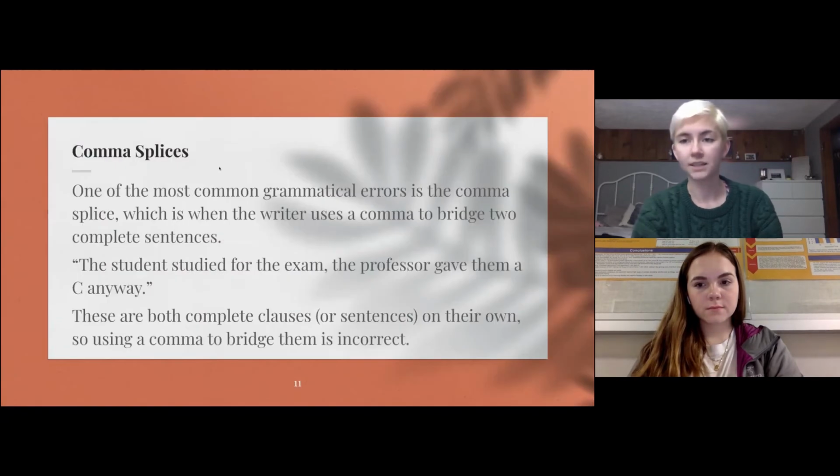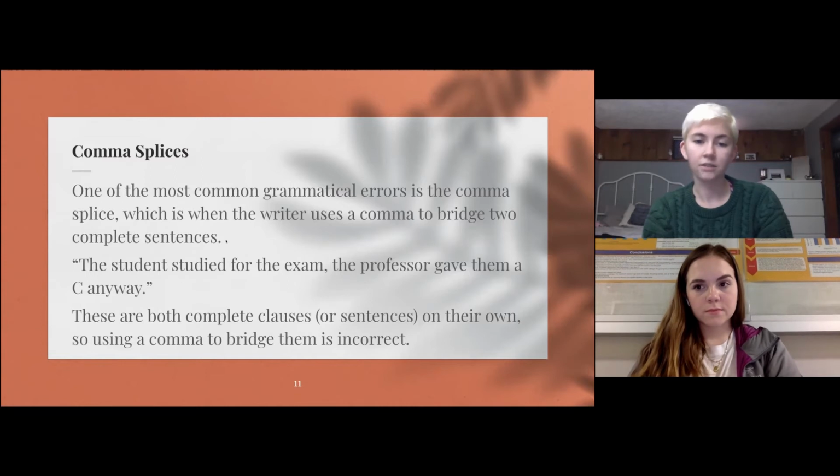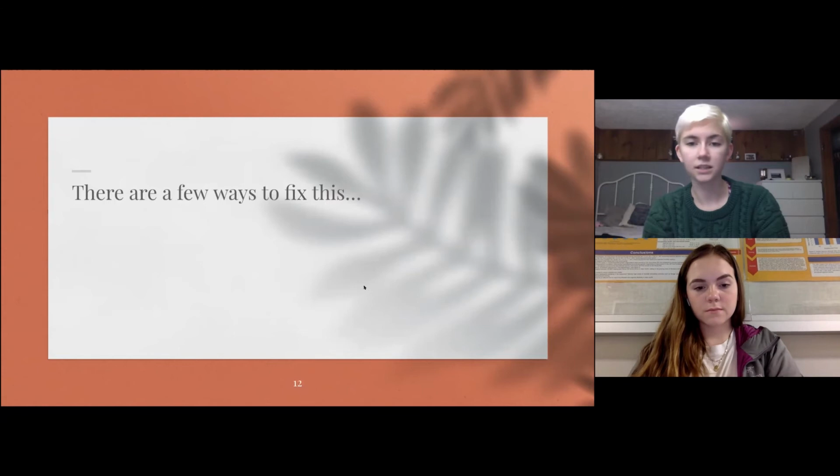So, comma splices. One of the most common grammatical errors that I've seen in other people's papers and occasionally in my own as well is the comma splice, which is when the writer uses a comma to bridge two complete sentences rather than using another word to join them. In the example I was using earlier, the student studied for the exam, comma, the professor gave them a C anyway. That is an incorrect sentence because there should be another word in between those two sentences to bridge them together. So, a few ways to fix this.